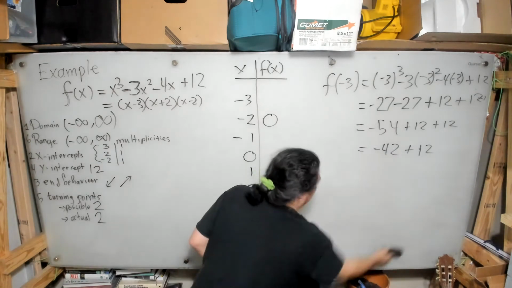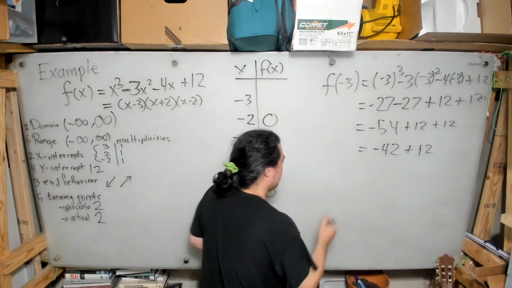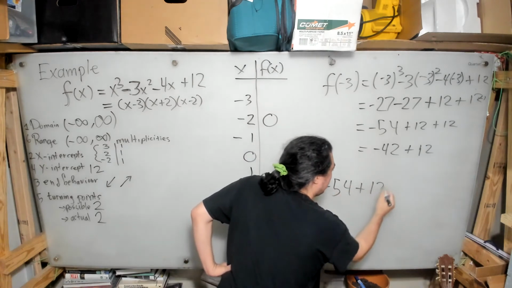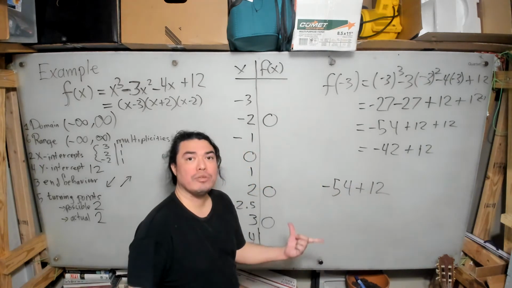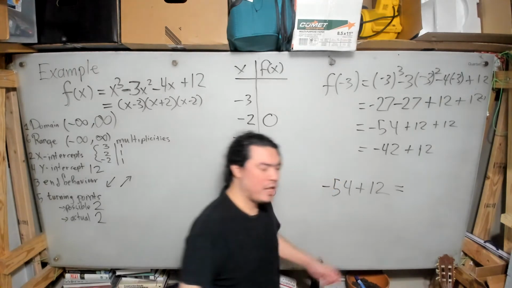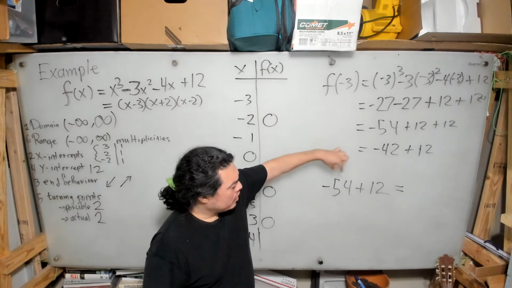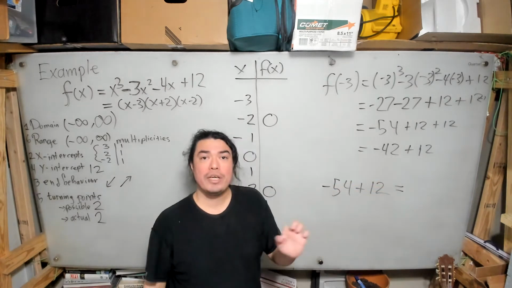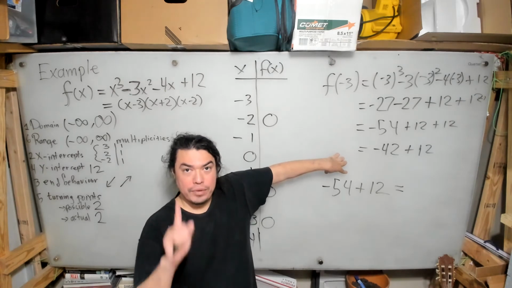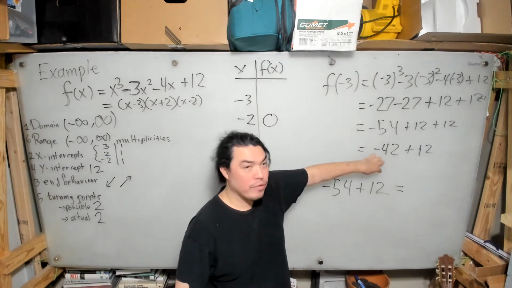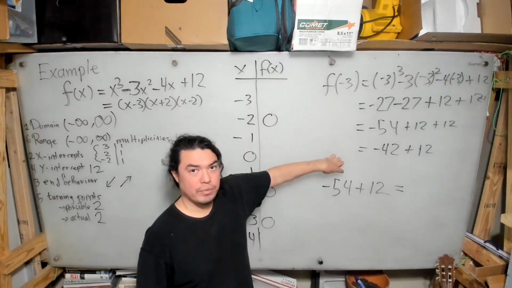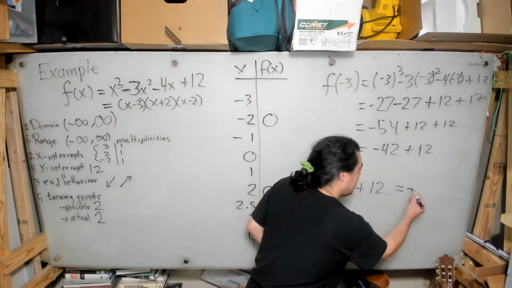So the way that happened was as follows. I know that -54 plus 12, here I'm adding two numbers of different sign. So what I'm going to think in my brain is this. Of these two numbers, which has the bigger absolute value? The absolute value of -54 is 54. The absolute value of 12 is 12. Which one has the bigger absolute value? The negative one, right? So my result is going to be negative.